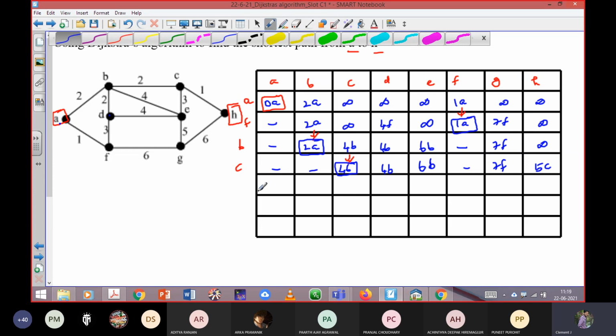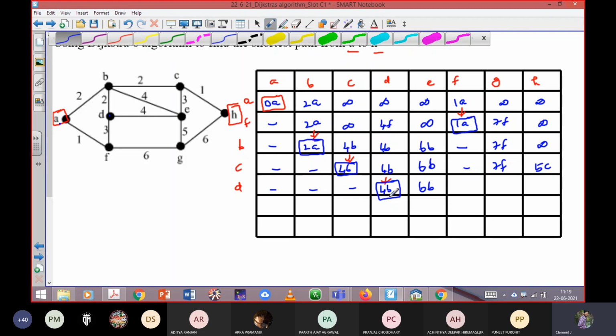Next, I can first put the dash. So what is the next vertex? D. Very good. This vertex will come down, so 4B I will make a box. After that, D to E: 6B. Very good.